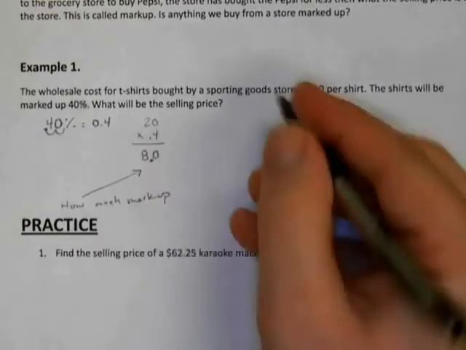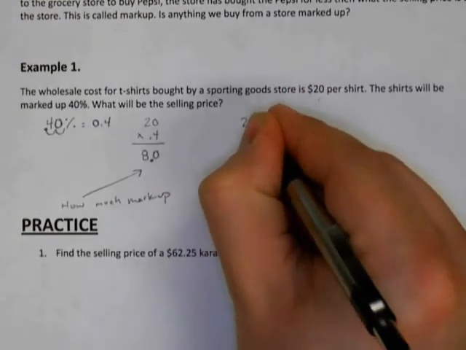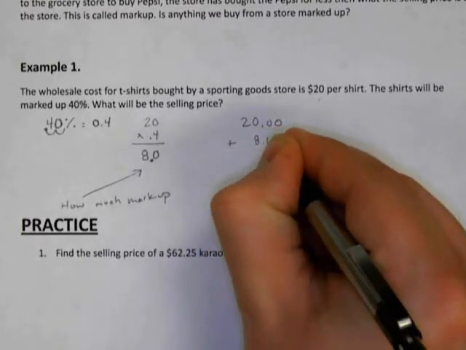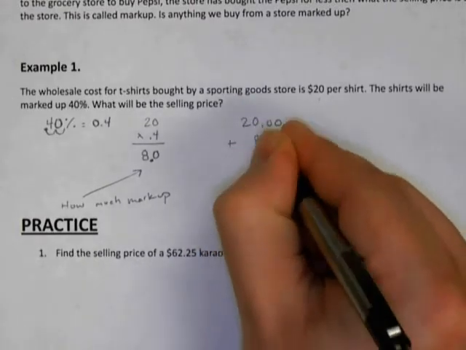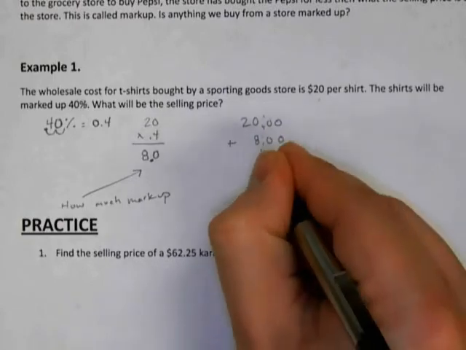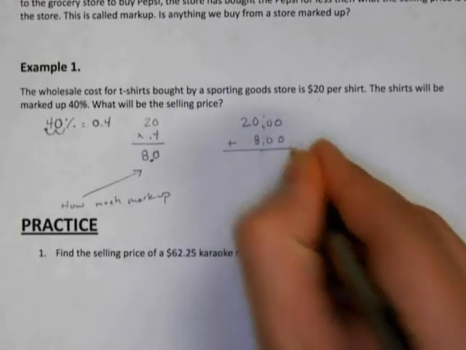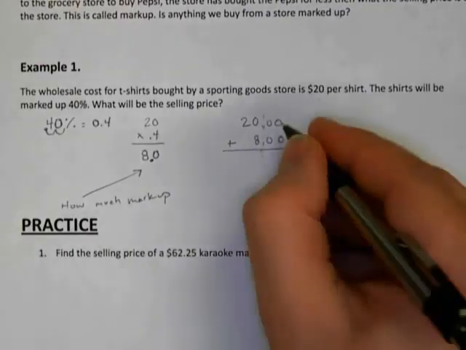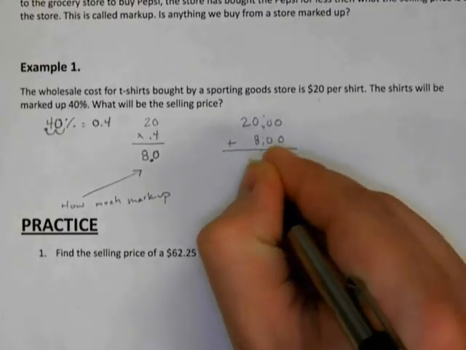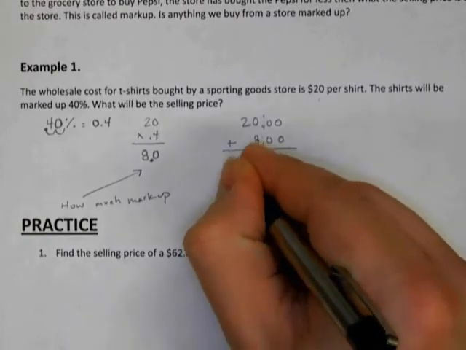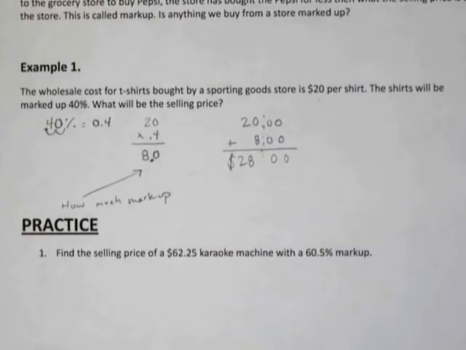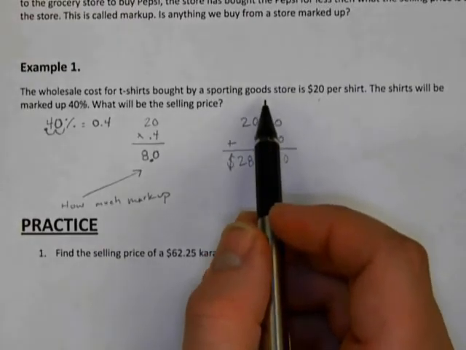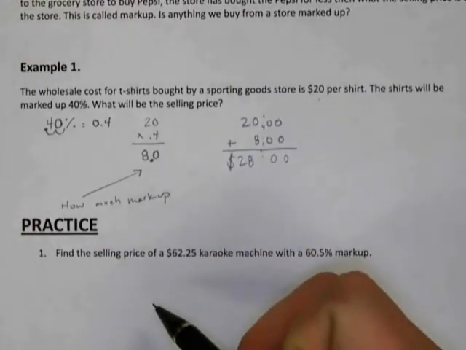Now we take this $8 and we have to add it to 20. So $20 plus $8. Remember, make sure your decimal points are aligned so that everything stays in a straight line. You're not adding 8 to 2 or 8 to 0 over here. And if we add all this up, we end up seeing that it's going to be $28. And that's the amount that, if we were working for a sporting goods store, we would sell that shirt for.